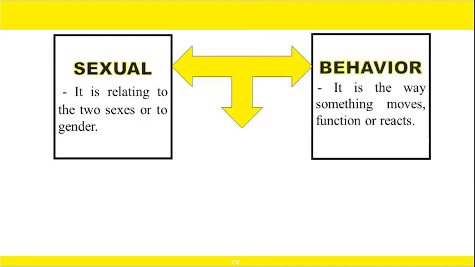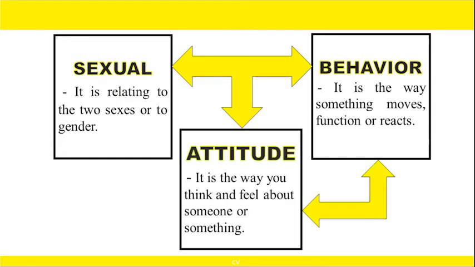Some of these are, of course, our sexual. Sexual is relating to the two sexes or to gender. What are the two sexes? It is being a male or a female. And of course, we have here the behavior. It is the way something moves, functions, or reacts. Our behavior also affects our attitude, the way we think and feel about someone or something.